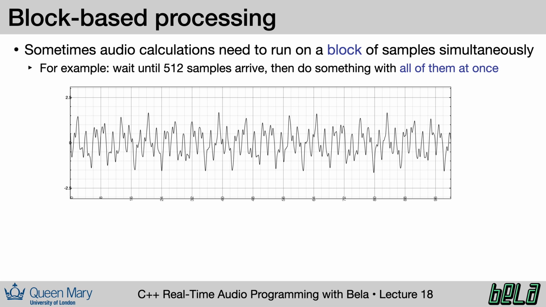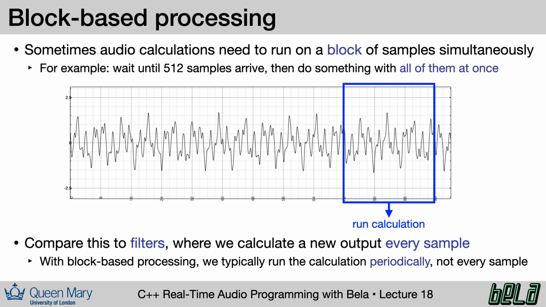Now, in the last lecture, we looked at what we meant by block-based processing. We were looking at calculations that needed to be run periodically on a group of samples. So here, in this case, we might wait until 512 samples have arrived, and then do some sort of calculation on all 512 samples at once. We would not then repeat the calculation until we had the next 512 samples, and so forth. We drew a contrast between this process and filtering, where we had to calculate a new output each successive audio frame.